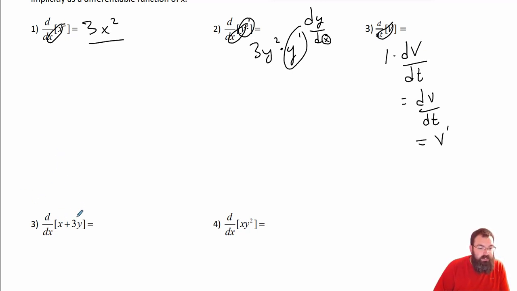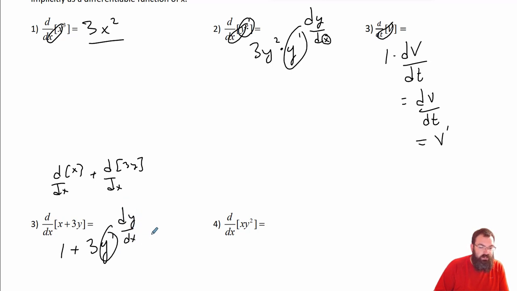Over here, this is going to be split up into two separate ones: the derivative of x with respect to x, plus the derivative of 3y with respect to x. Here, that's just 1, plus. Here, because they're not the same, I'm going to have a y prime or a dy dx in its place. However you want to write it, dy dx or y prime, that's up to you. I like to write y prime because it's shorter. If you understand what it means, then you can do it, but if you don't, then please just use dy dx.